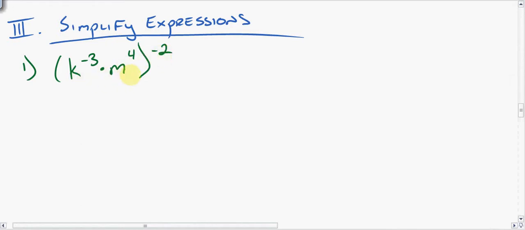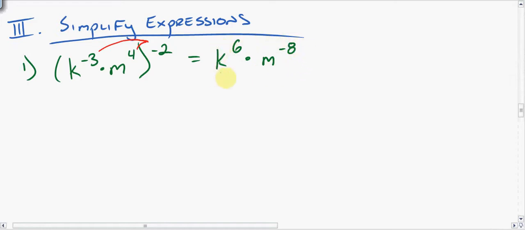Since this is all connected through multiplication, what I'm going to do is apply this negative 2nd power to each part of this base. So I have a base raised to a power raised to another power. I'm going to multiply those. So negative 3 times negative 2 is positive 6 times m. I'm going to multiply these two exponents. So 4 times negative 2 is negative 8.